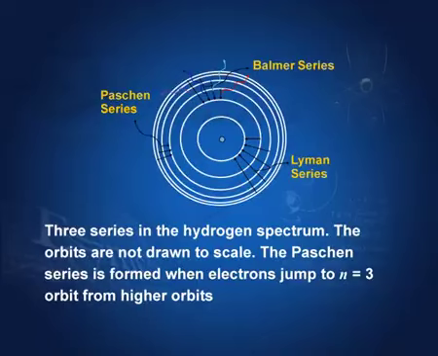Now, I try to show you the same thing again. If the electrons move from any higher state to the ground state, we have got Lyman series. If the electrons move to the first excited state, that is n equal to 2, we get Balmer series. If they move to n equal to 3, then we get Paschen series and so on.